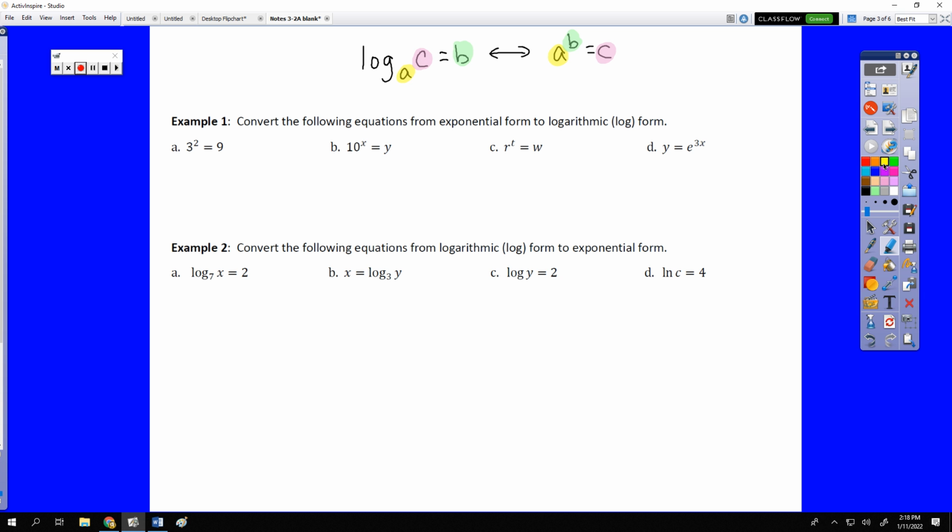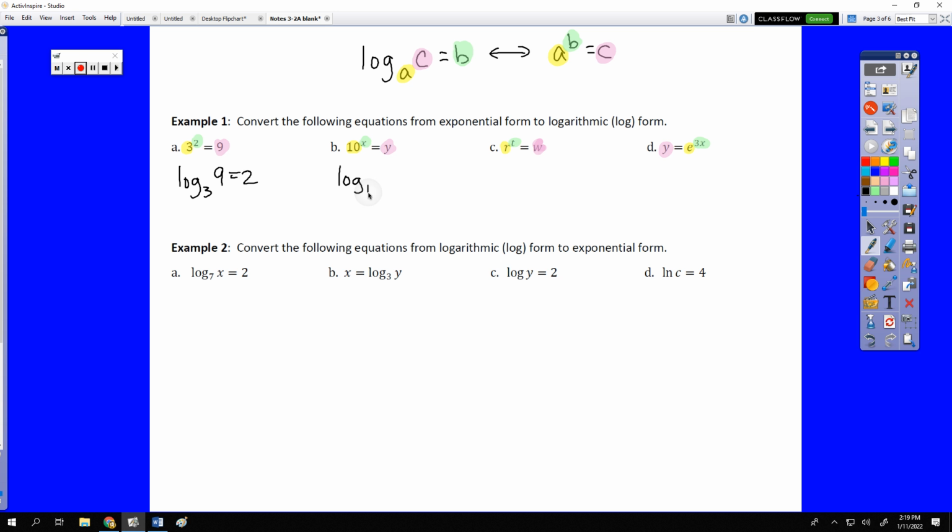So if we look at the expressions in A, B, C, and D, they each have a base. They each have an exponent. And they each have a value. So all we're doing is taking the exponential expression and rewriting it in logarithmic form. So that would be log base 3 of 9 equals 2.